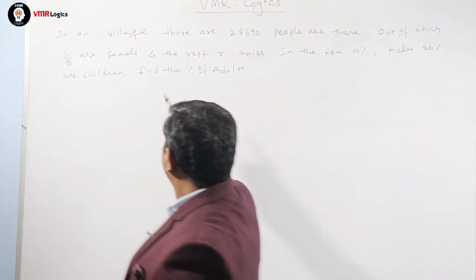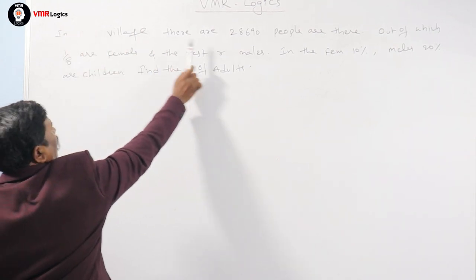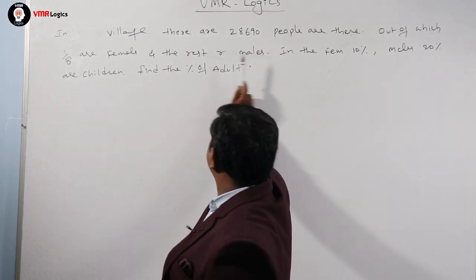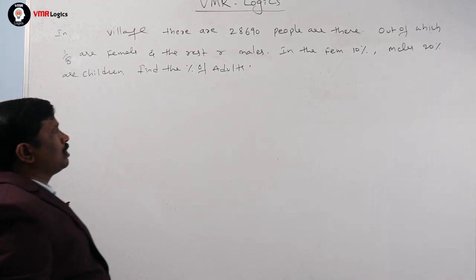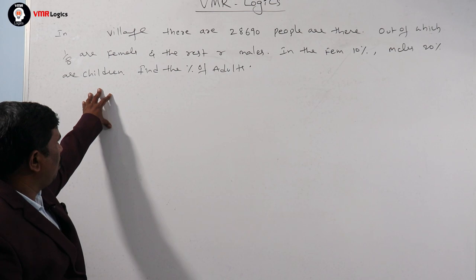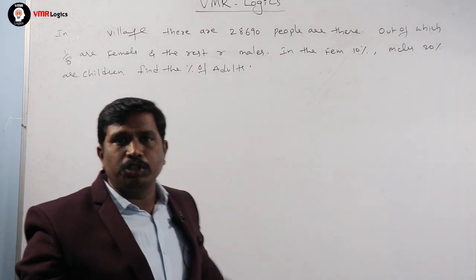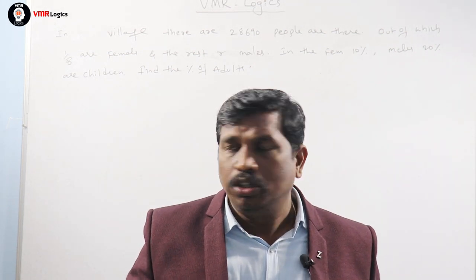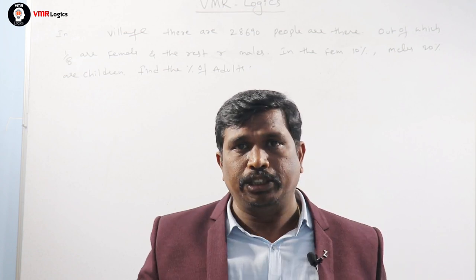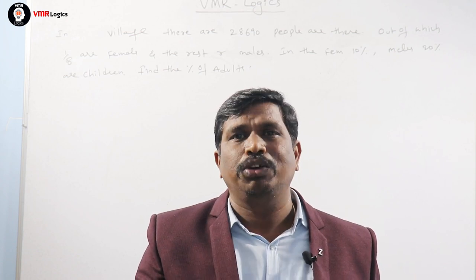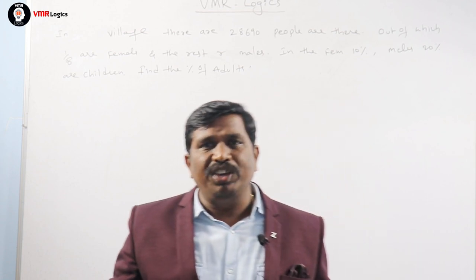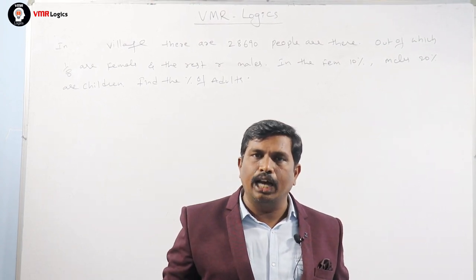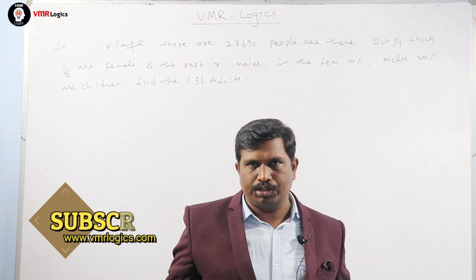The question is, in a village, there are 28,690 people, out of which 1/8 are females and the rest are males. In the females 10%, in the males 20% are children. My question now, I just want to know the percent of adults. I repeat the question. There is a small village. In that, there are 28,690 people, out of which 1/8 are females and the rest are males. In the females 10%, in the males 20% are children. Now the question is, I just want to know the percent of adults, right?